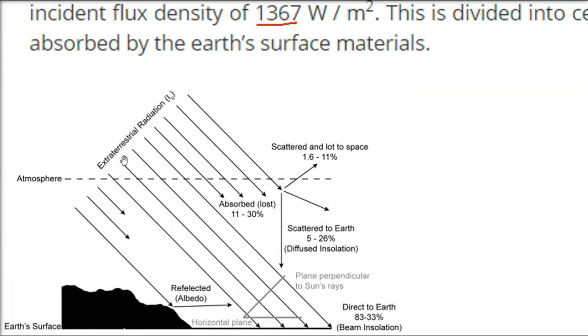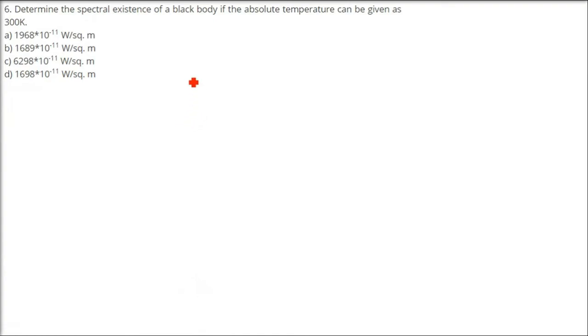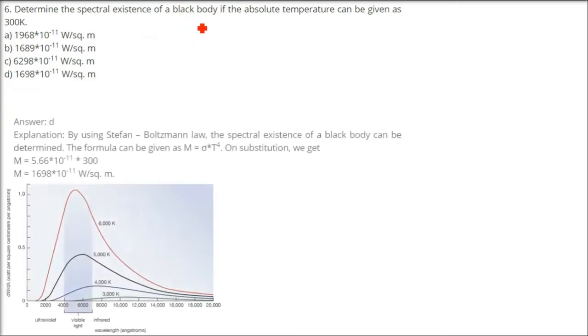Here we have extraterrestrial radiation coming, and then we have the atmosphere. It is absorbed. Some are reflected, some are scattered, some are absorbed. All these phenomena are taking place. If you see, absorbed, lost 11 to 30%. Scattered 1.6 to 11%, scattered toward space 5 to 26%, and all this direct to the Earth is around 83 to this percent.